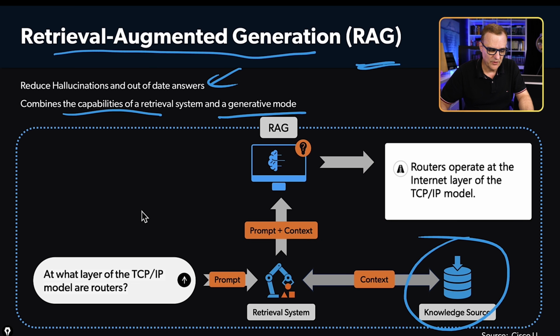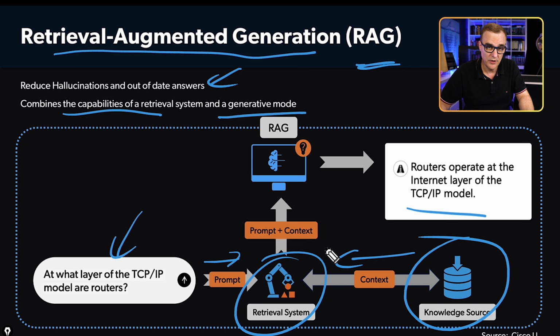So as an example, at what layer of the TCP/IP model are routers? The answer is routers operate at the internet layer of the TCP/IP model. In other words, layer 3. A prompt is sent to a retrieval system based on a knowledge source with context. And that prompt and context through the RAG gives you the correct answer.